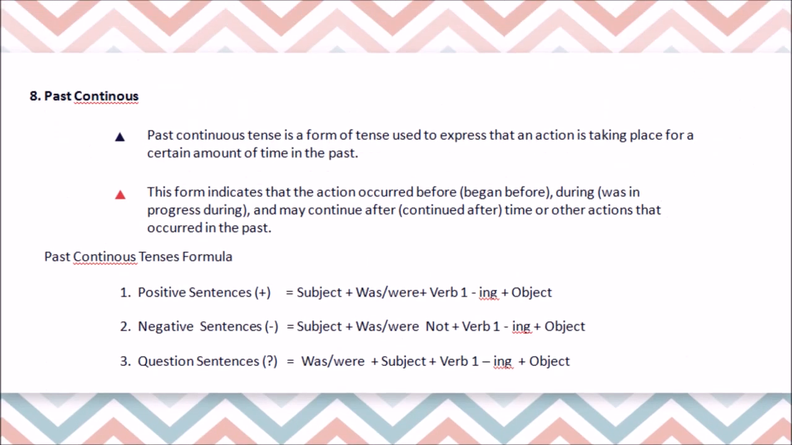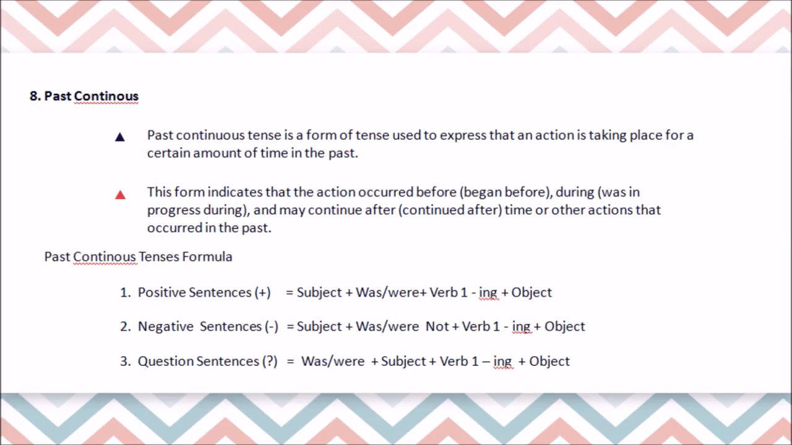Past continuous. Past continuous tense is a form of tense used to express that an action was taking place at a certain time in the past. This form indicates that the action occurred before, during, and may continue after a time or other action that occurred in the past. Past continuous tense formula.